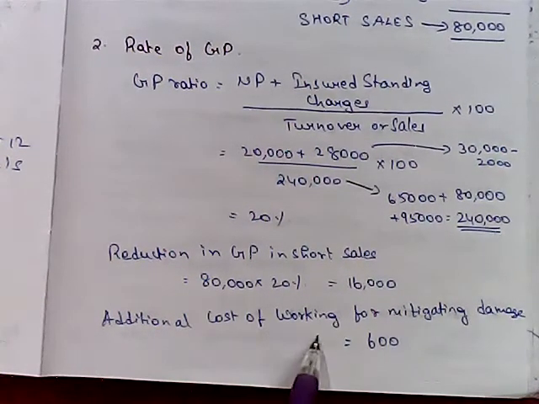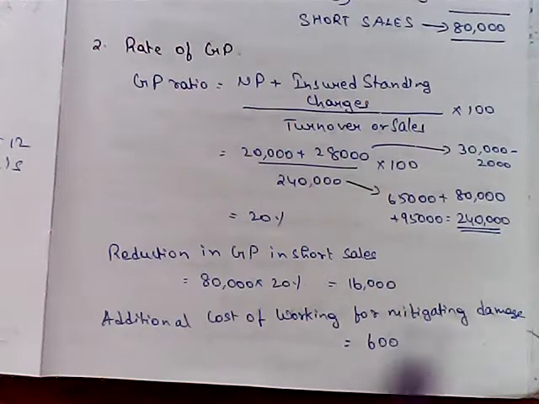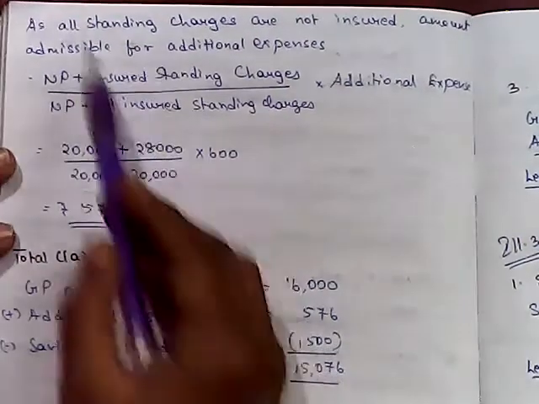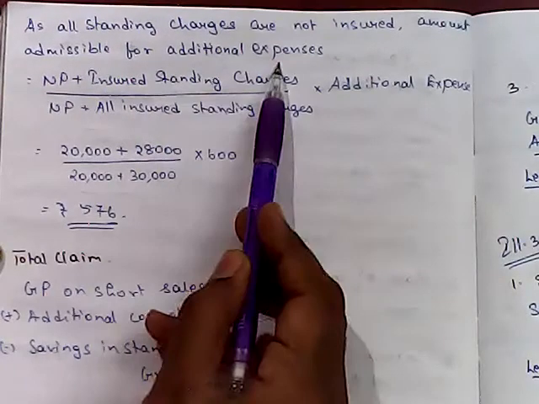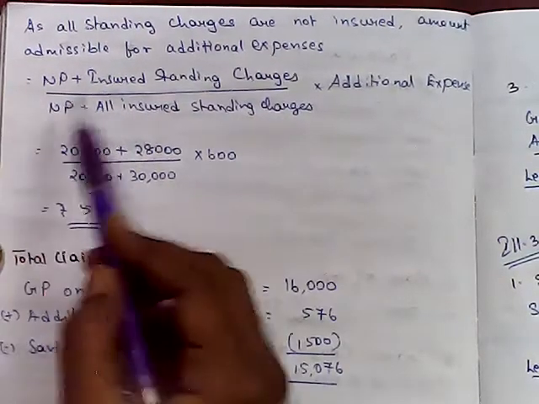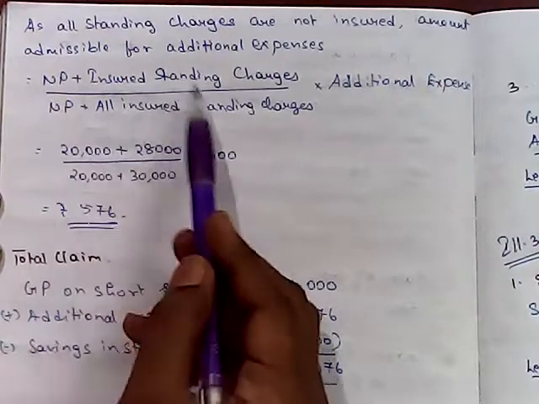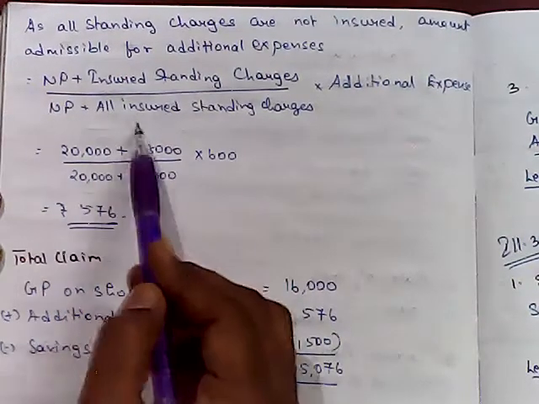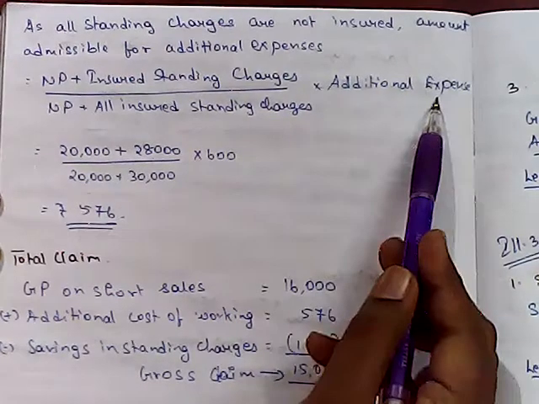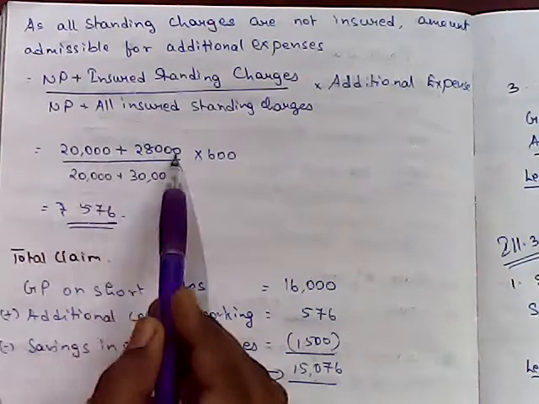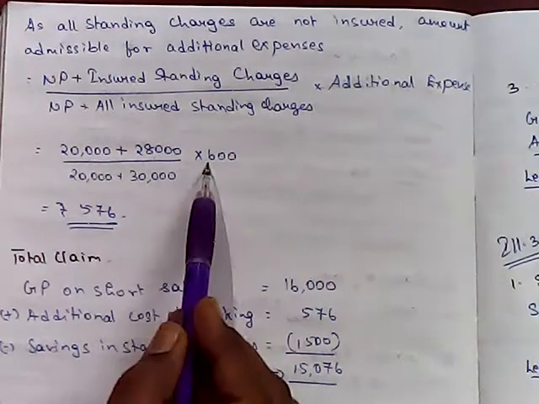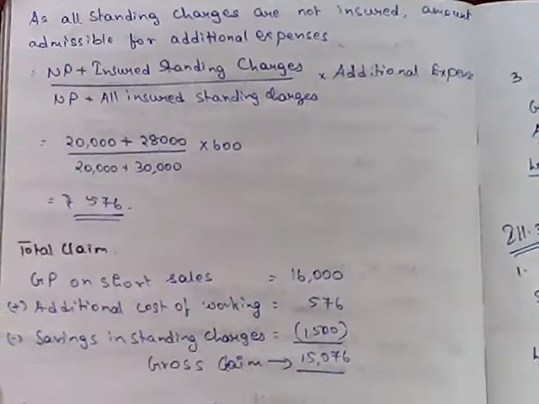Additional cost of working for mitigating damage is 600, given in the question. As all standing charges are not insured, the amount admissible for additional expenses is equal to net profit plus insured standing charges divided by net profit plus all standing charges into additional expenses. This is the formula which I had given to you. So 20,000 plus 28,000 divided by 20,000 plus 30,000 into 600, which is 576 rupees.